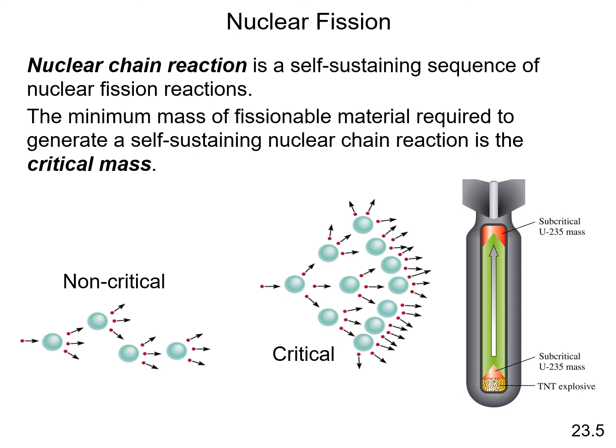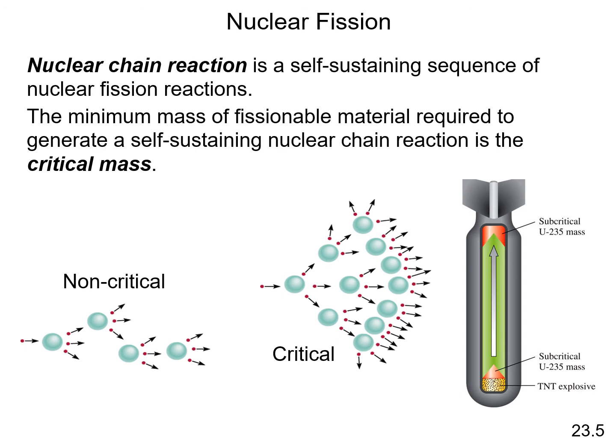So there is what we call the minimum amount or mass of fissionable material required to generate a self-sustaining nuclear chain reaction, and we call it the critical mass. And again, this is the basic principle in the creation of the nuclear bomb.